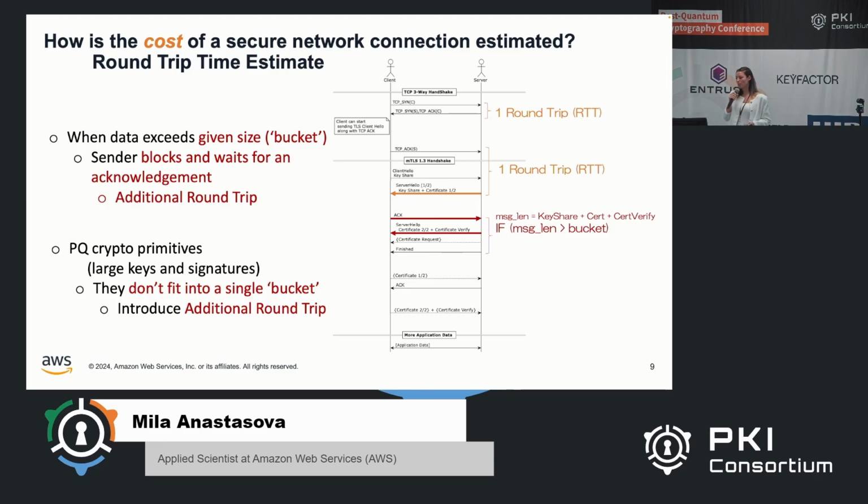In other words, the server is going to send the first half of its certificate in one bucket. After that, it is going to be blocked until an acknowledgement is received from the client before being able to send the second data bucket in an additional round trip. Therefore, another round trip is being introduced. In the exact same way, on the client side, the client certificate and certificate verify messages exceed the size of the bucket and again introduce an additional round trip.